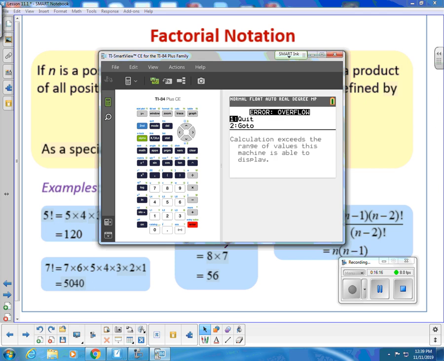Who got an overflow? Cameron's calculator's a different one. It might be a little bit bigger. We get a big number? Something that we can't do? Overflow. All right? So if I give you a big enough number, it will freak your calculator out and it won't be able to do it.